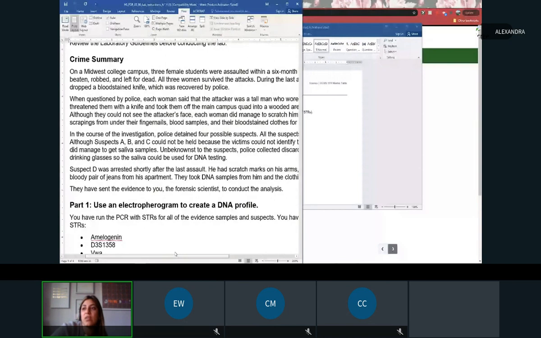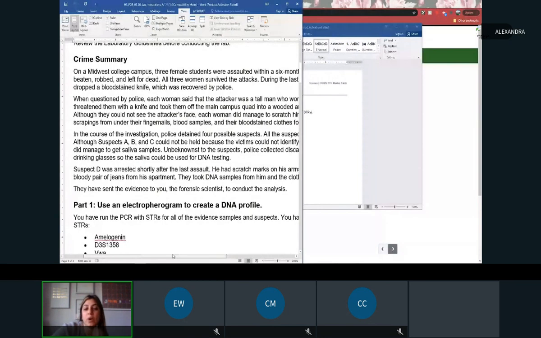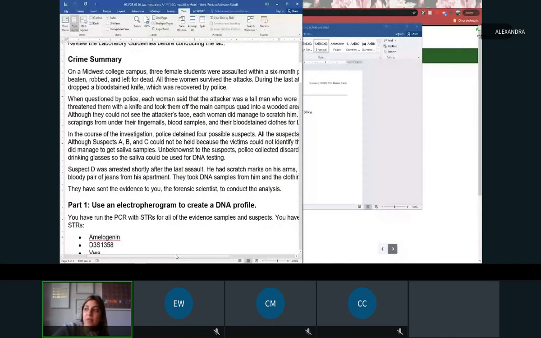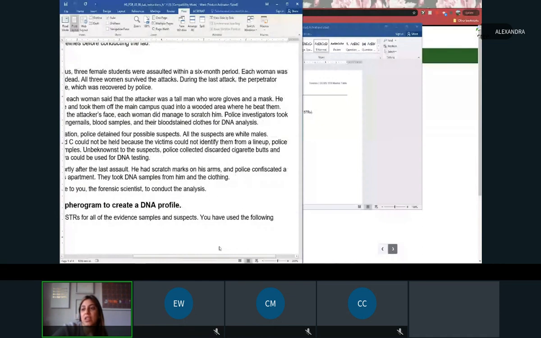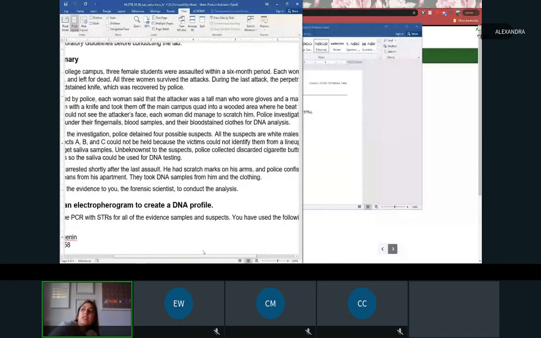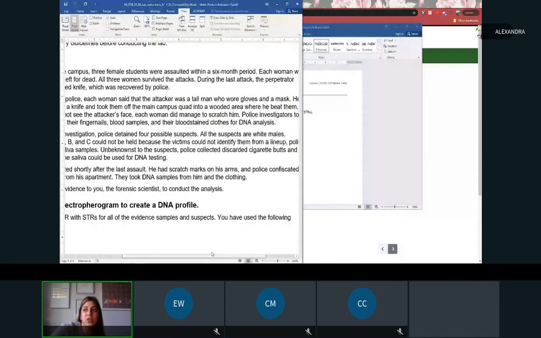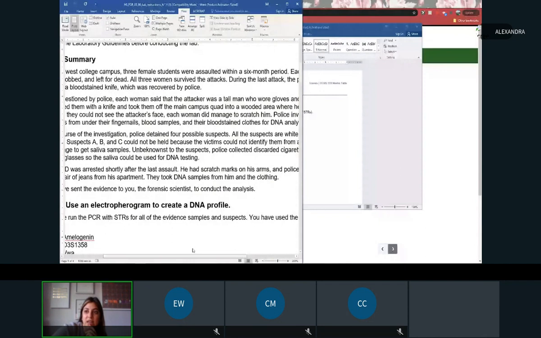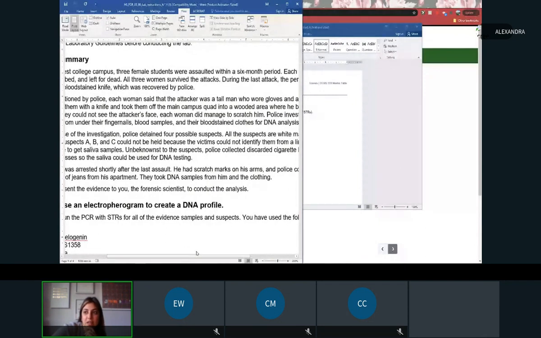clothes. So in the course of the investigation, police detained 4 possible suspects. All the suspects are white males. Although suspects A, B, and C could not be held because the victim could not identify them from a lineup, the police did manage to get their saliva samples. So unknown to the suspects, police collected their discarded cigarette butts and drinking glasses so the saliva could be used for DNA testing. And we've got our suspect D was arrested shortly after the last assault. He had scratch marks on his arms, and police confiscated a bloody pair of jeans from his apartment. They took a DNA sample from him and the clothing.